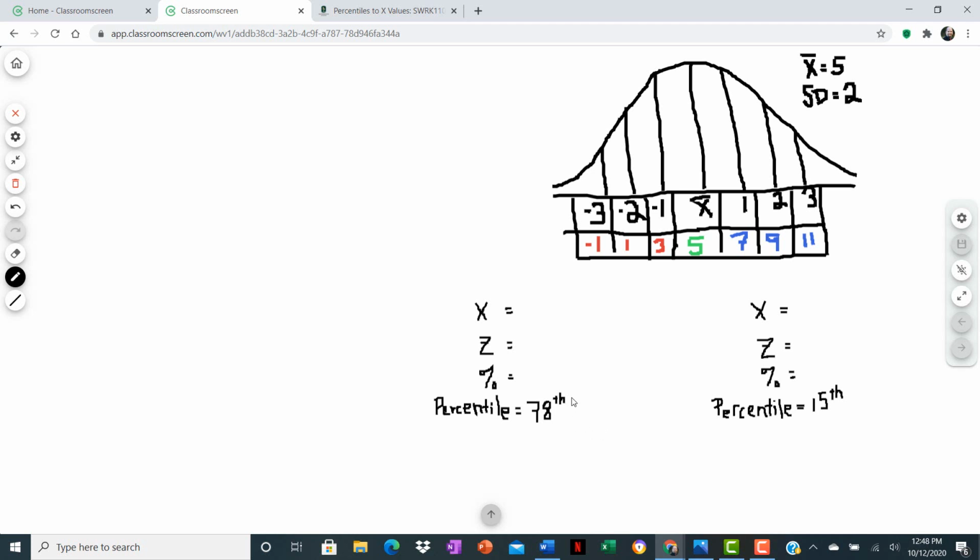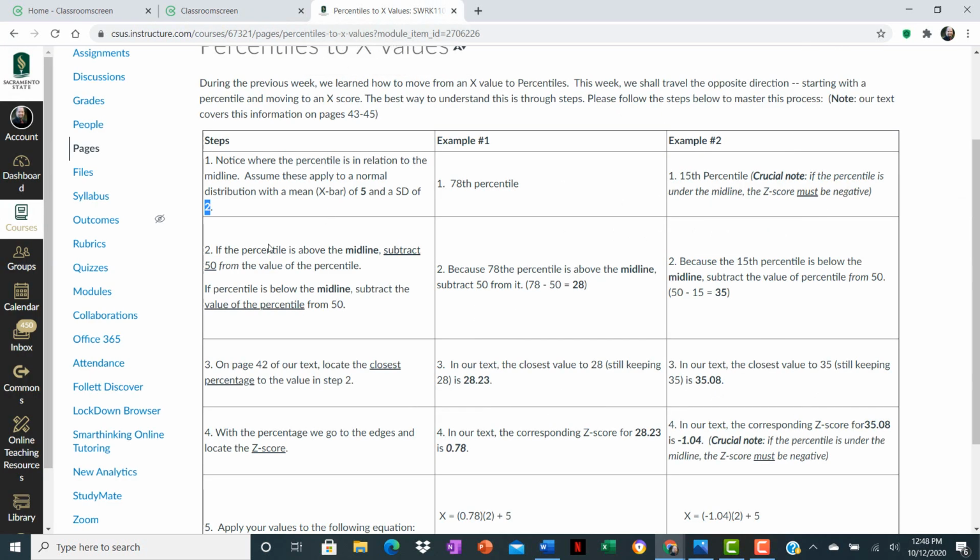So how do you find this? How do you go from the percentile down here to the X value at the top? Well, there's a couple of steps, and I'm going to walk through them with you one at a time. According to the chart here, if the percentile is above the midline, subtract 50 from the value of the percentile. If the percentile is below the midline, subtract the value of the percentile from 50. Well, let's see how that works. Start with the first one. If the percentile is above the midline, here's the 78th percentile. Yep, that's above. You're going to subtract 50 from the value of the percentile, so it would be 50 from 78.